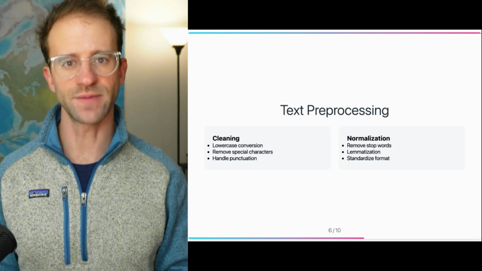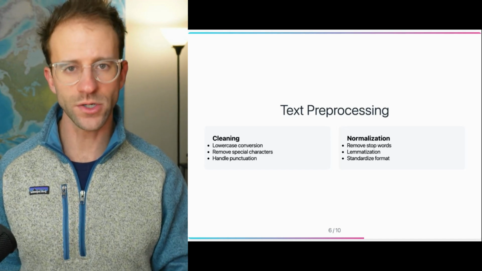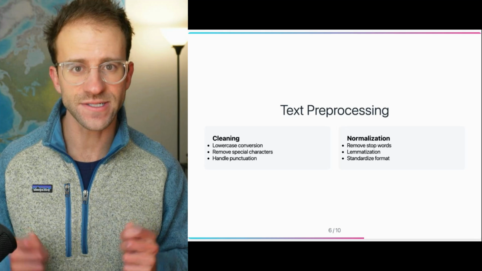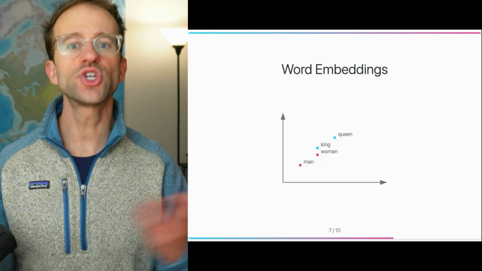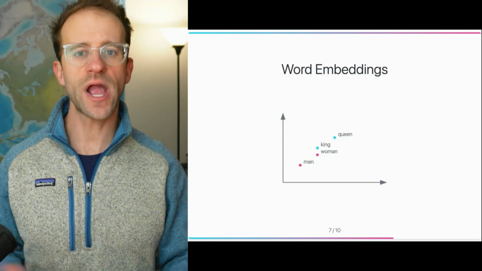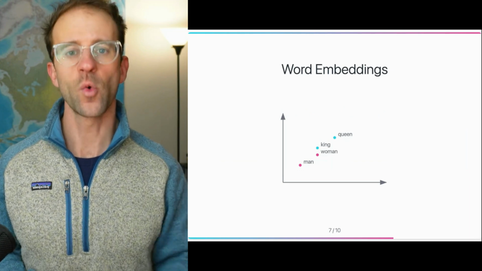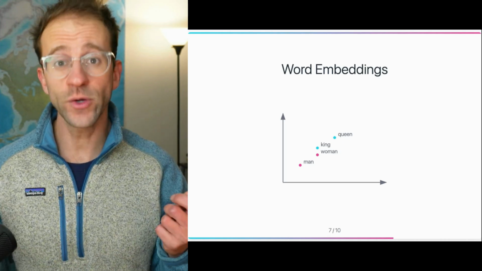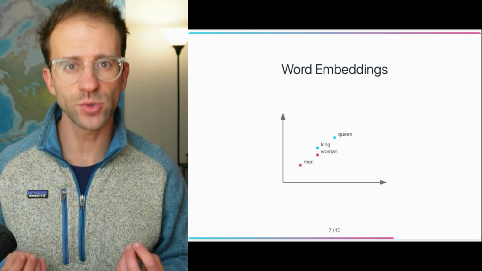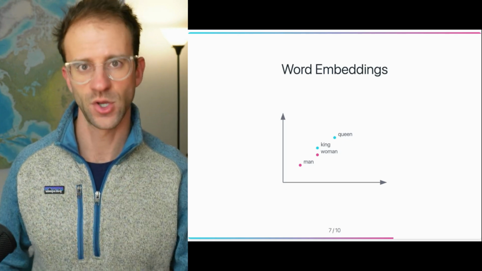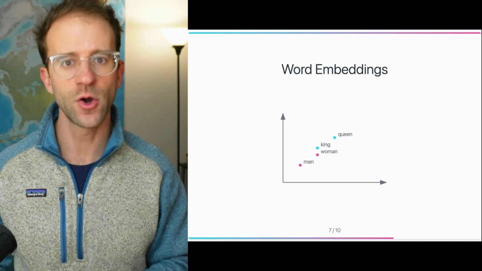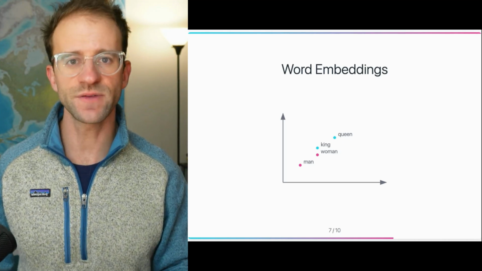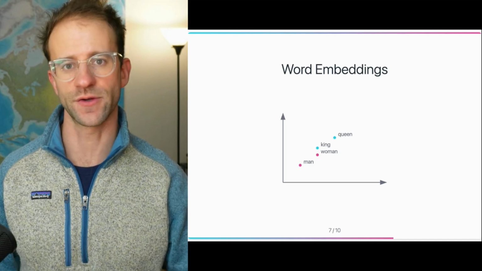Now comes the fascinating part. How do we convert words into numbers that capture their meaning? This is where word embeddings come in. Imagine a huge multidimensional space where every word has its own position. Words with similar meanings are closer together. For example, king and queen would be close, and they'd have a similar relationship as man and woman. We use algorithms like word2vec or GloVe to create these embeddings. They learn from millions of examples of how words relate to each other.